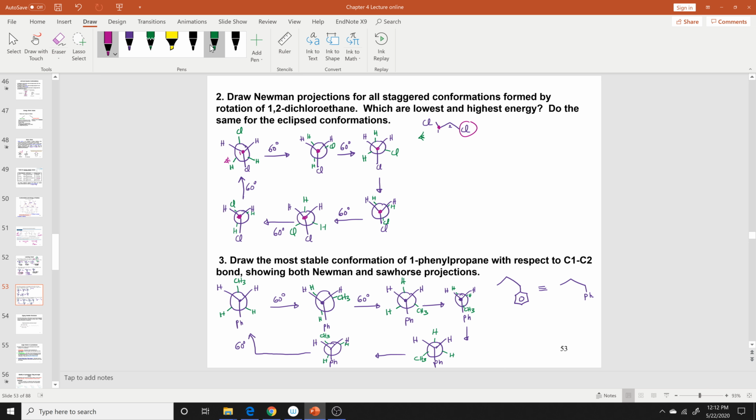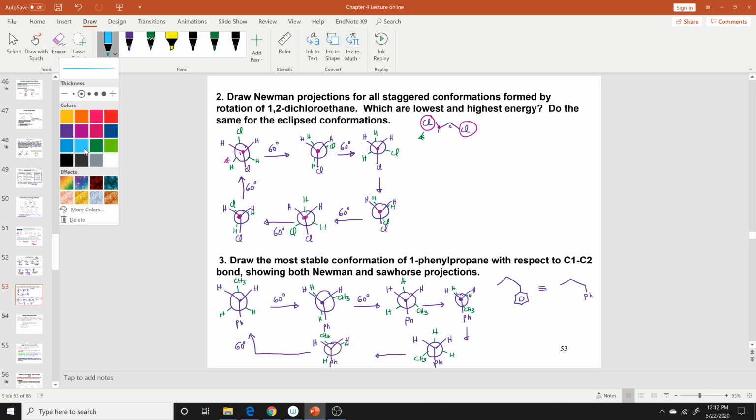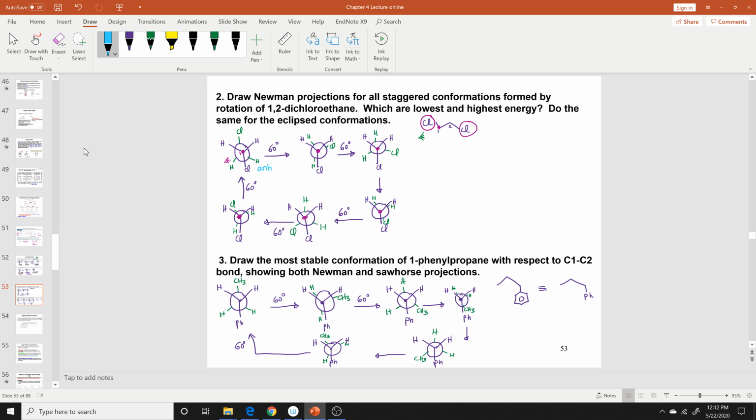See how the big groups, I put them over the vertical line just to let you know that this guy now is going to be anti. So this is going to be anti here. This is going to be anti. And this is going to be eclipse. E stands for eclipse. This is going to be gauche. The big groups are 60 degrees away from each other.